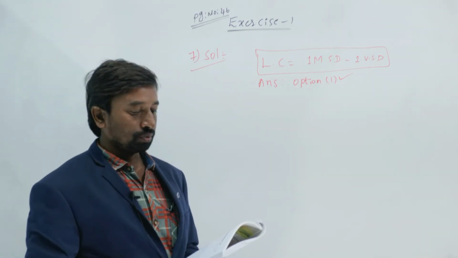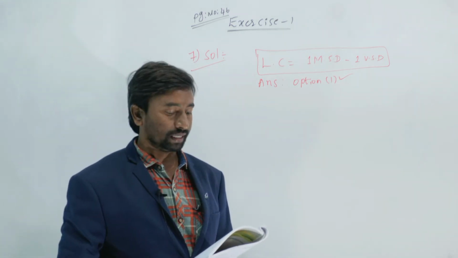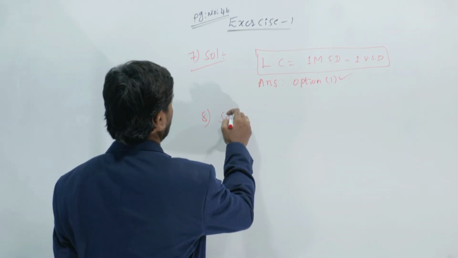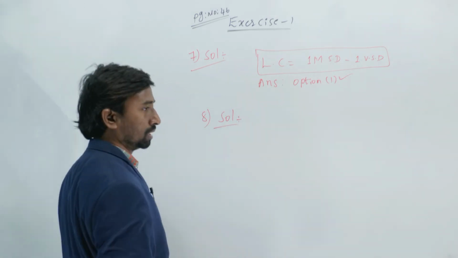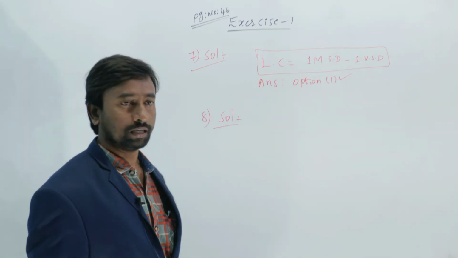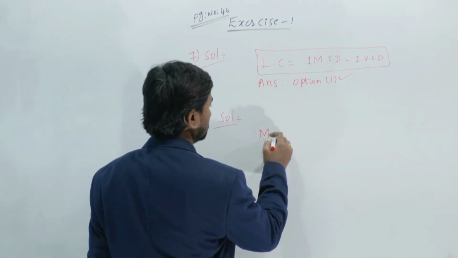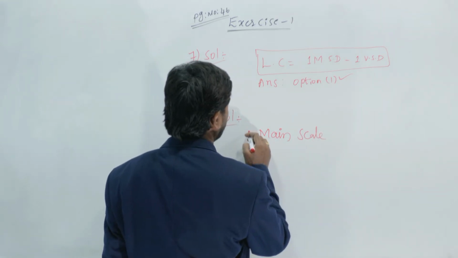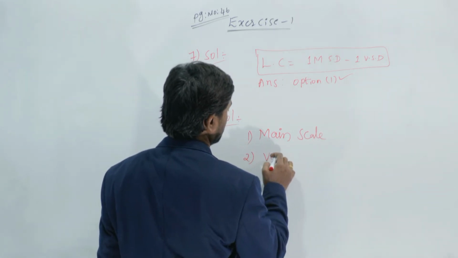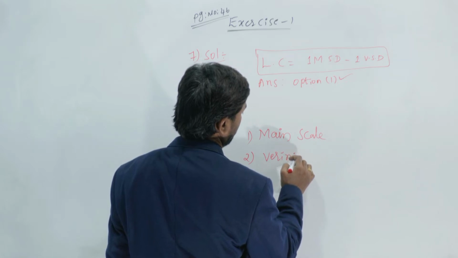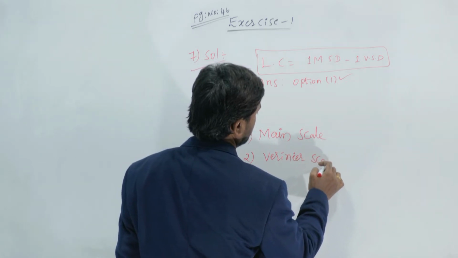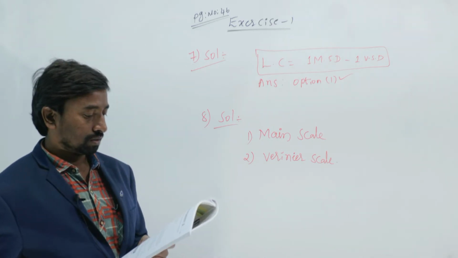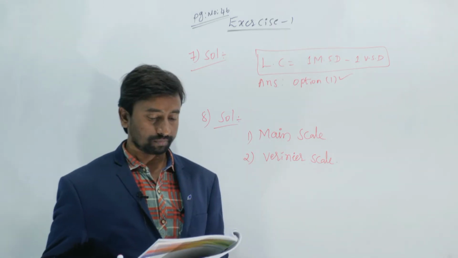Vernier calipers consist of two scales. They are, so next, 8th question, vernier calipers has two scales. What are they? We know that vernier calipers has two scales. One is the main scale and another one is the vernier scale. So first one is the main scale and second one is the vernier scale.